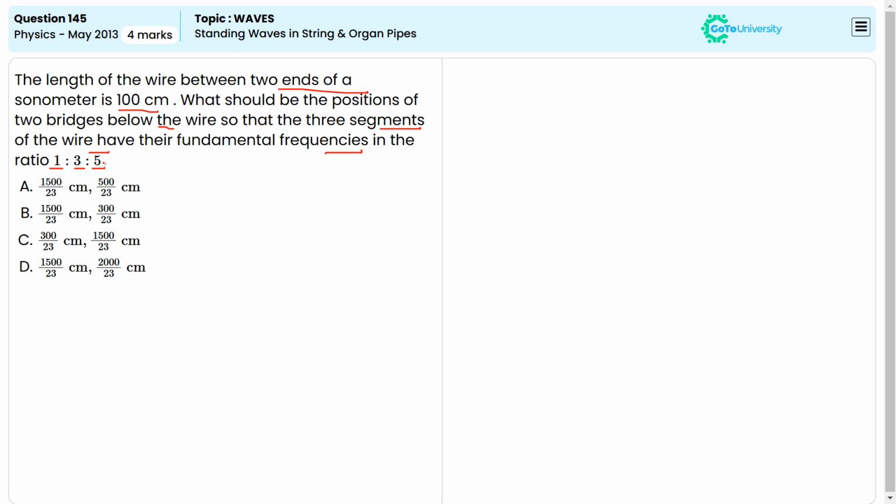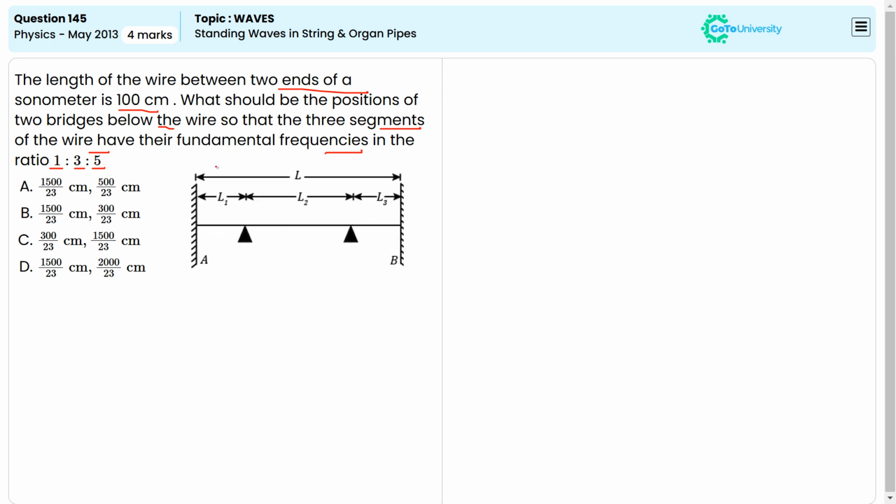Okay, we know the sonometer, how it works. That means the instrumental setup. Once again, we are going to observe here. This is the sonometer. Observe the wire, the distance from one end to another end, there is total L equal to 100 centimeter. And on what position we are going to fix these two bridges, we need to find here.